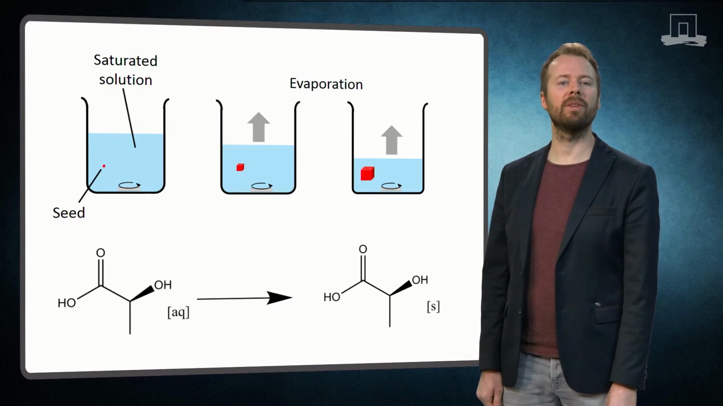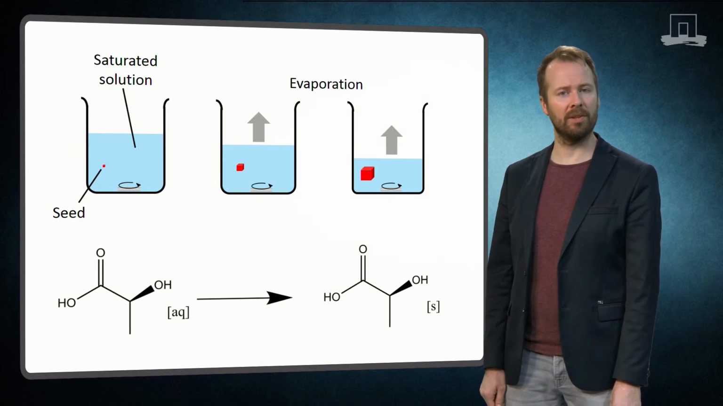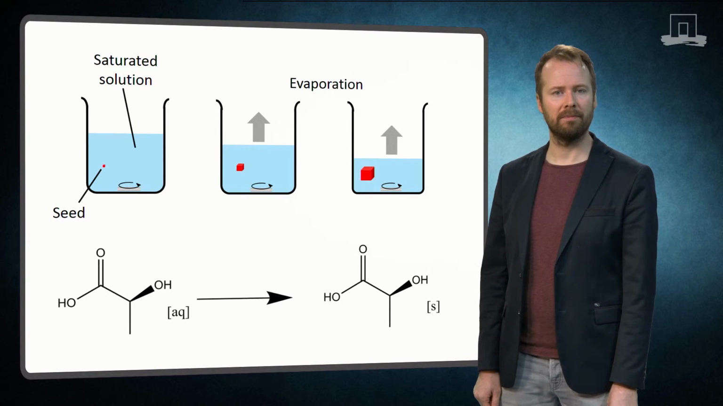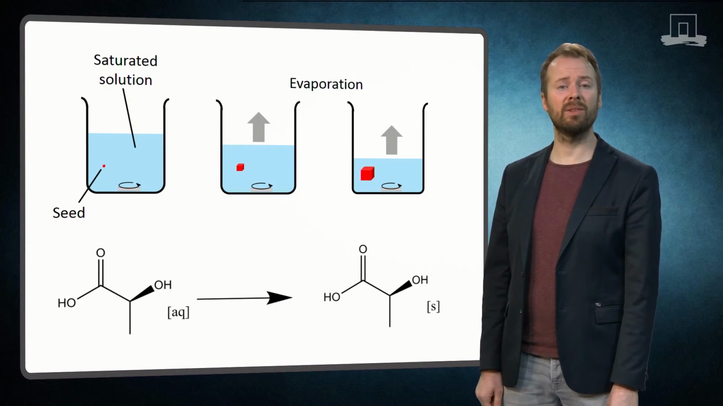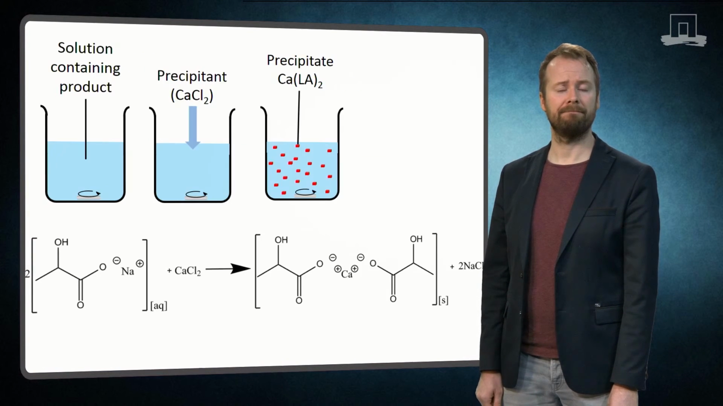Afterwards, the solid material is often harvested using a centrifugation or filtration step. Bear in mind that usually a great deal of product is still dissolved in the aqueous phase and needs to be recirculated.